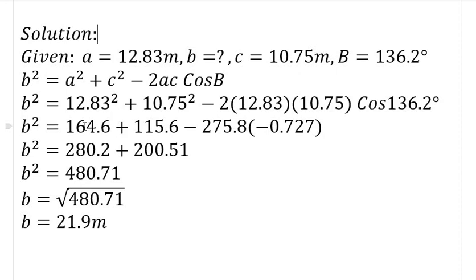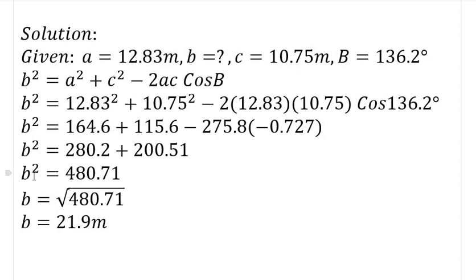So if you add 164.6 and 115.6, you have 280.2. If you now multiply 275.8 and 0.727 together, it will give you 200.51. Remember, you are multiplying, so negative times negative here will give us what? This positive. Awesome. So when you add these two together, 280.2 and 200.51, you have 480.71.